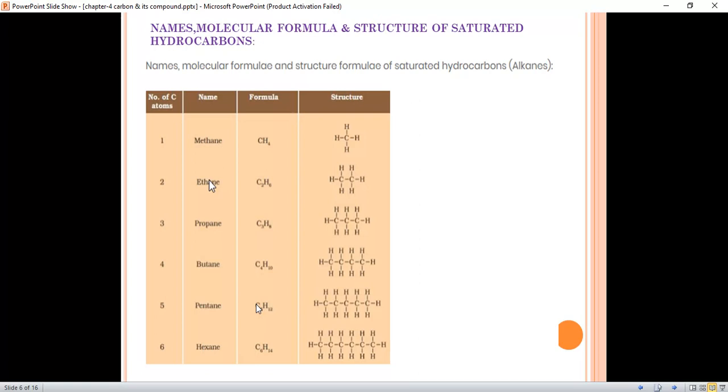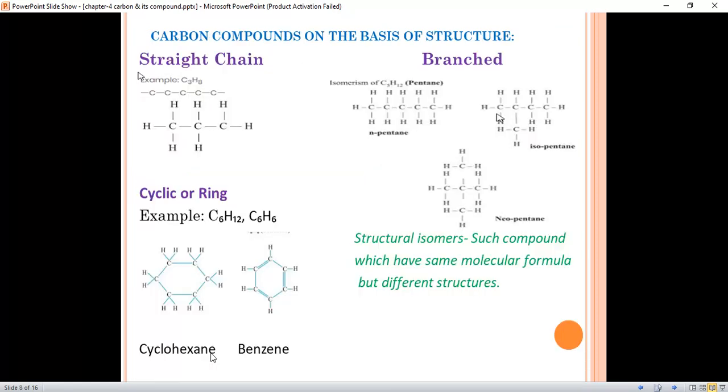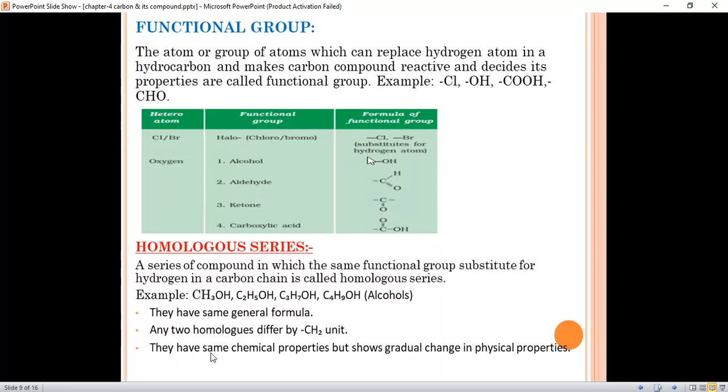Next, we have seen the molecular formula, names and structures of saturated hydrocarbons: methane, ethane, propane, butane, pentane and hexane. You have to remember in methane the number of carbon atoms is 1. For ethane, number of carbon atoms is 2, propane 3, butane 4, pentane 5 and hexane is 6. Next, we have seen the electron dot structure of unsaturated hydrocarbons, ethene and ethyne. Again, we have seen the structures of straight chain, branched and cyclic structures of different types of carbon compounds.